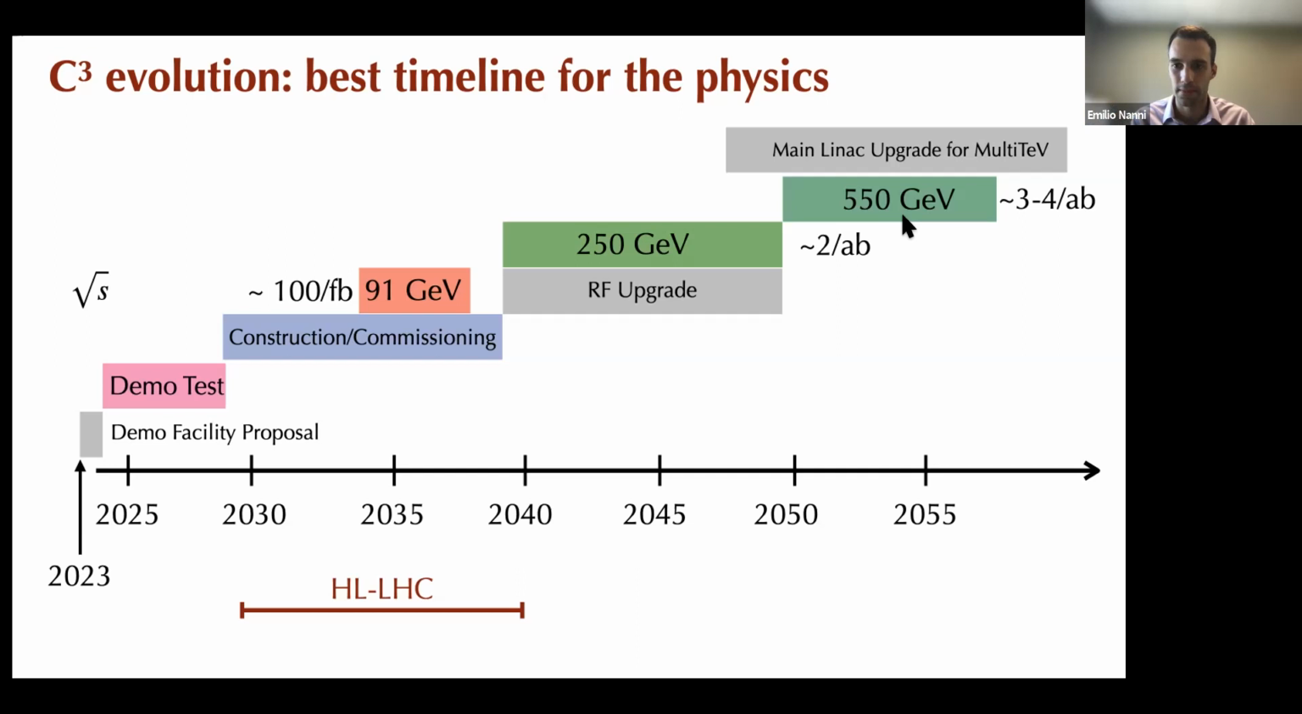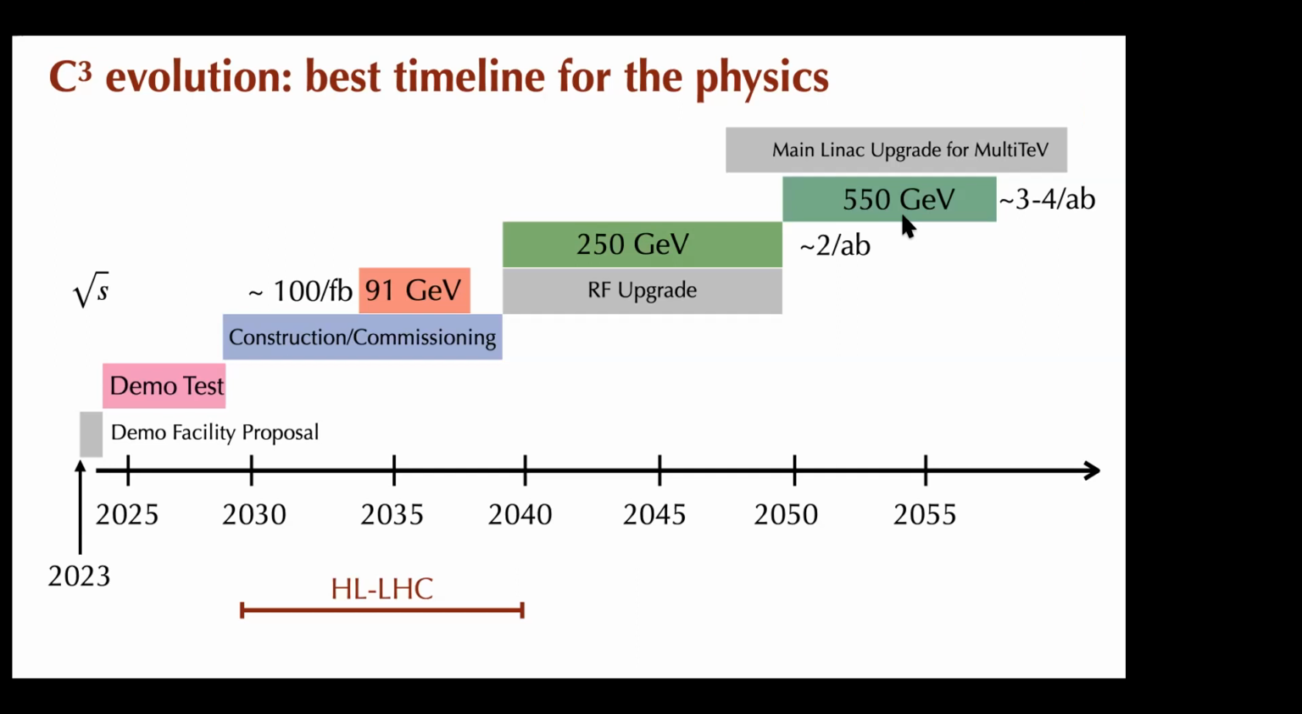Another quick question here. Yeah, I mean, I can see that this is already an optimistic timeline, but I thought you mentioned on one of the earlier slides that the idea is to have operation of the 250 GeV in parallel with HL-LHC. Did I hear that wrong? And does this 91 GeV operation impact your construction and commissioning timeline?